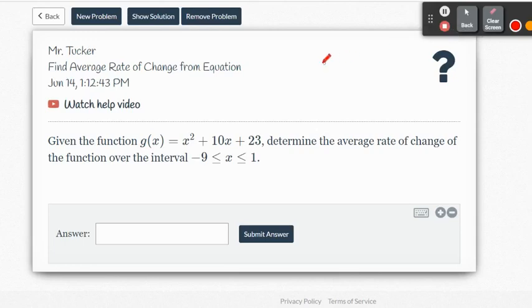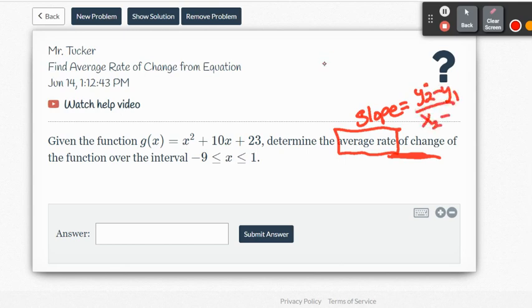So when we're asked to find an average rate of change on an equation, the first thing I want to pop in your brain when you see average rate of change is slope. The average rate of change is slope, it's just slope between two dots. And we're going to use the slope formula. So slope is y2 minus y1 over x2 minus x1.